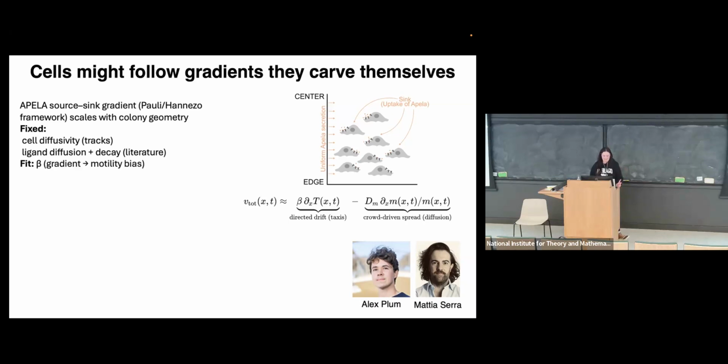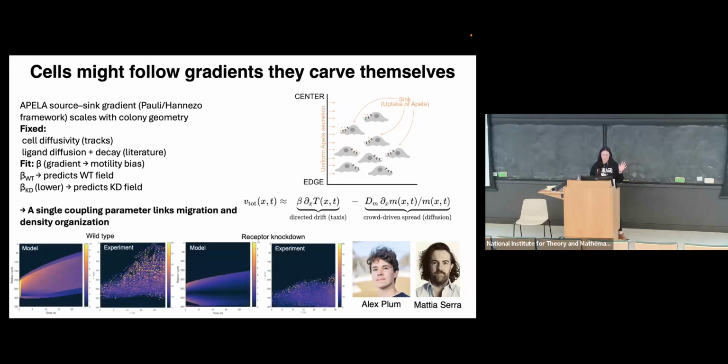But so, one of the things that was really cool about the model is that you can fit this beta. You can take all of the leading edge cells that are moving inwards, take the top 95% of those and parameterize this one beta, which explains how the gradient biases motility. And then we can look at the wild type situation, which is the control, and the knockdown situation, and see if we can actually predict the density fields with that one beta. And we see that it can. So we can take this single parameter and link that density organization to the actual migration.